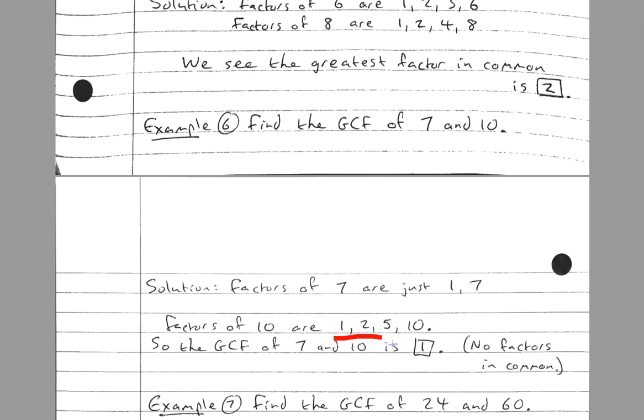Comparing these two lists, what's the greatest common factor? Just 1. So the greatest common factor of 7 and 10 is 1. That's really telling us they have no factors in common.